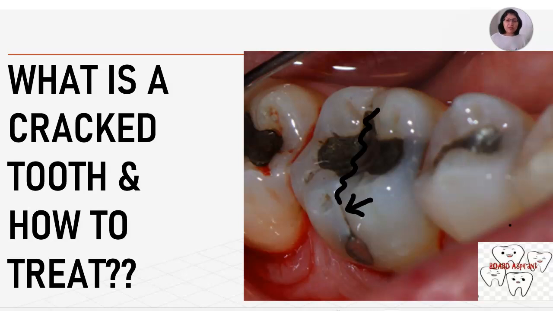Not sure about you, but for the longest period of time, when I used to see a fracture line or a craze line, I used to wonder what to do exactly here. Oh, I see a craze line. Would it actually propagate more? Or is it even propagating right now? I'm not sure. So I used to just refer all my cases to the endodontist and let them evaluate.